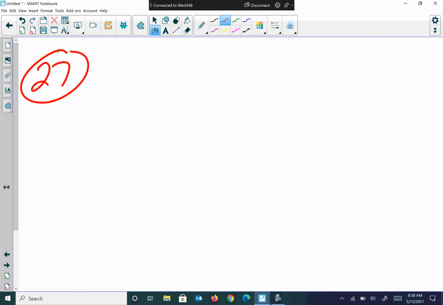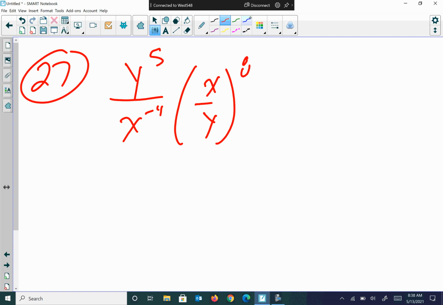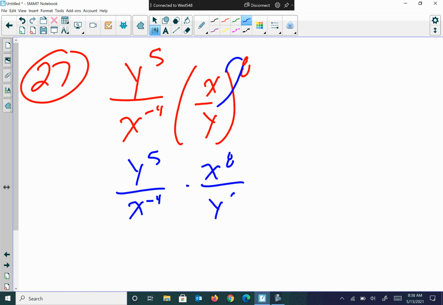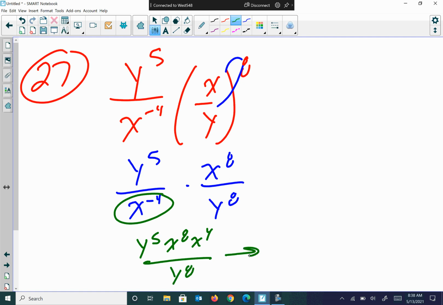27. Y to the 5th, x to the negative 4, x over y to the 8th. Okay, let's bring that all in there. Y to the 5th, x to the negative 4. We got to move that in a minute. X to the 8, y to the 8. This wants to switch. Tug of war with the y's. Bottom wins by 3. Combine the top, x to the 12th. Done.